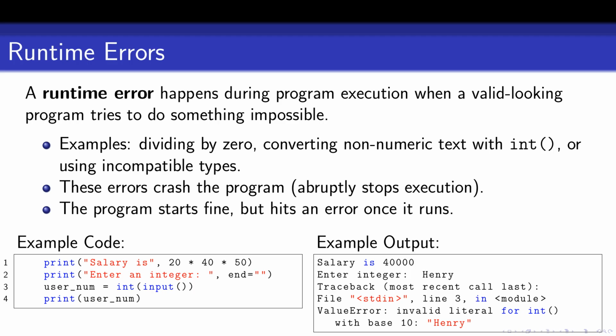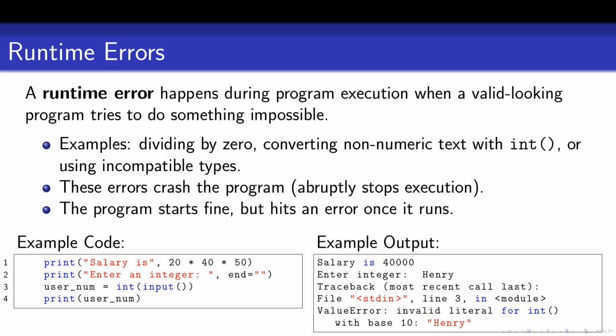Now let's look at a different kind of error, one that happens after the program has started running. These are called runtime errors. A runtime error occurs when your code is syntactically correct, meaning it doesn't break any rules, but it tries to do something impossible. For example, dividing by 0 or converting the word hello into an integer using int.